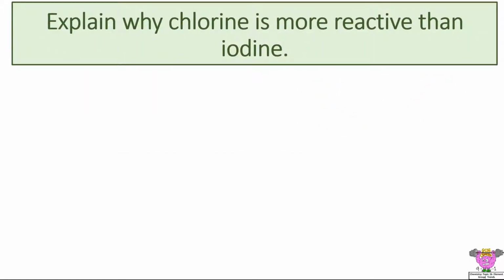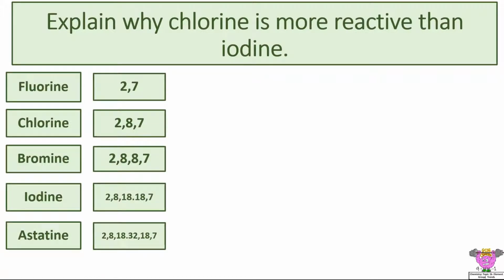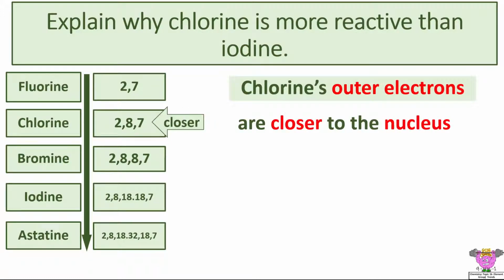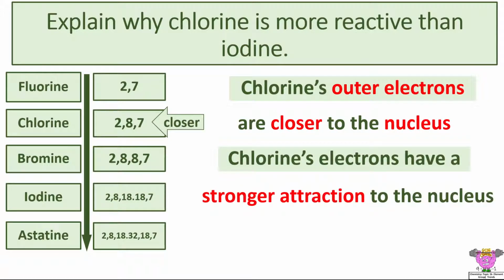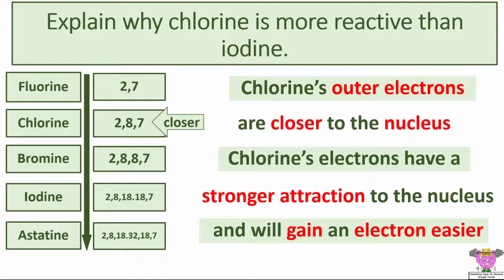Explain why chlorine is more reactive than iodine. Check the periodic table and you see they're from group 7. Think about the trends and you should know that halogens become less reactive as they go down the group. Therefore, chlorine is more reactive than iodine. Chlorine's outer electrons are closer to the nucleus. Chlorine's electrons have a stronger attraction to the nucleus and will gain an electron easier than iodine, which is less reactive, because its electrons are further away from the nucleus.